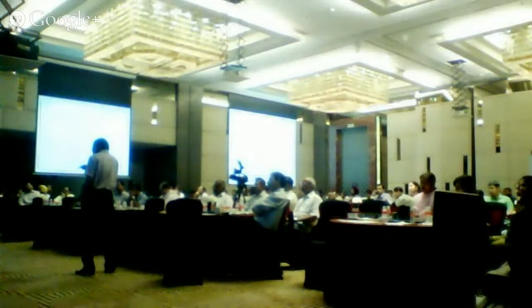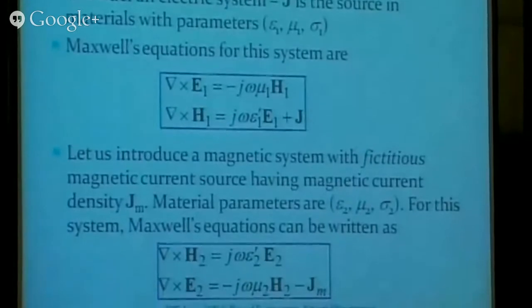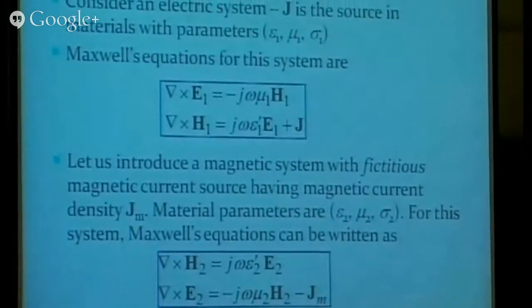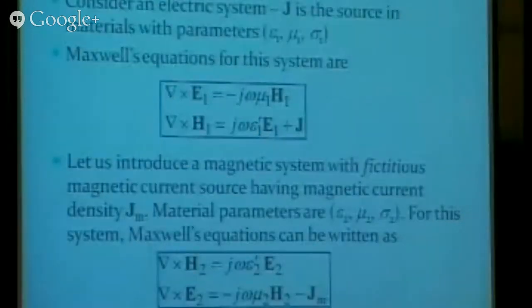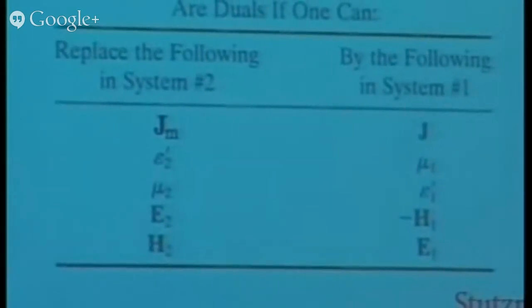For this system, Maxwell's equations can be written. It's very easy to follow this. And this is Ampere's law. J doesn't exist, therefore J is 0. Whereas in Faraday's law, curl of E, we have a magnetic source, therefore that is an addition to Faraday's law. So these two systems of equations are dual systems. And how can we see that? It is possible to get one set of equations from the other by replacing Jm by J epsilon 2.